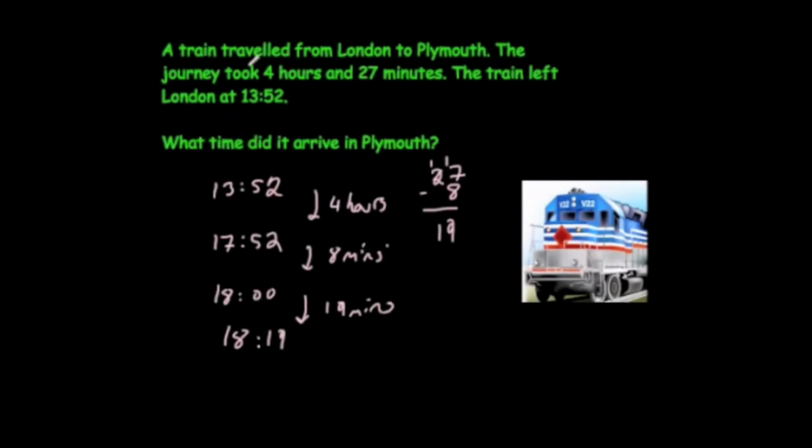Okay, so our technique in this question was to add on the 4 hours first of all. We were then at 17:52. I knew that 27 minutes would bring us past the next hour, so add on 8 minutes to bring us up to 6 o'clock, or 1800 hours, and see how many minutes that, if we added on 8, would leave us. That would be 19. So then our answer is 18:19, or 19 minutes past 6 in the evening.